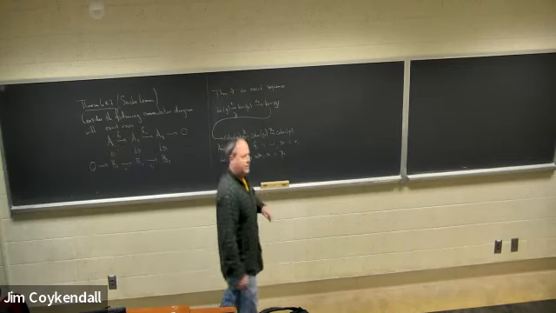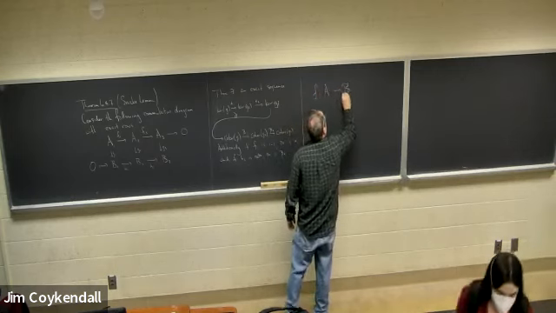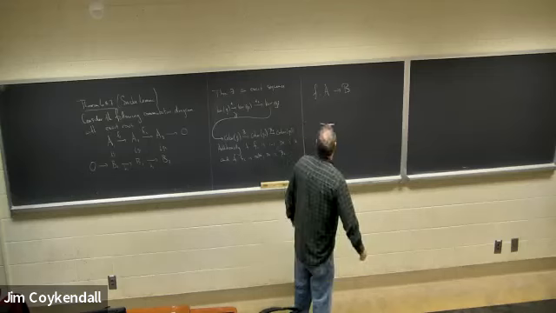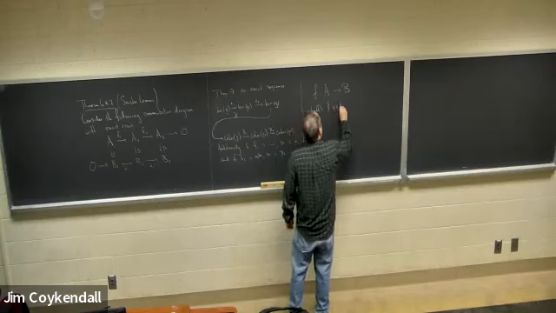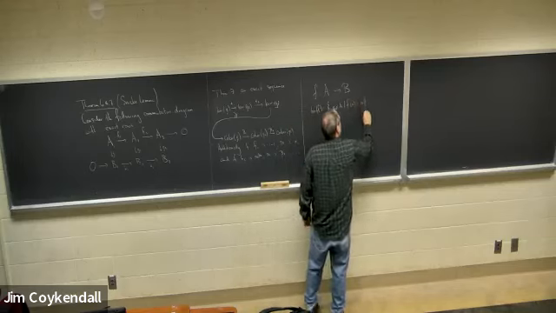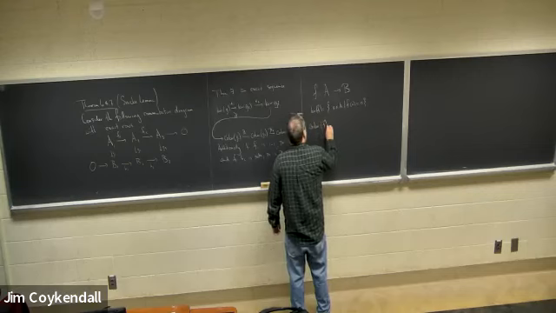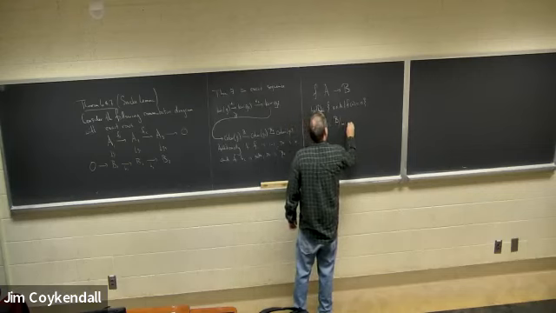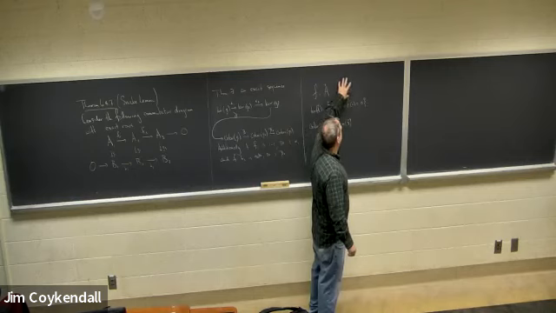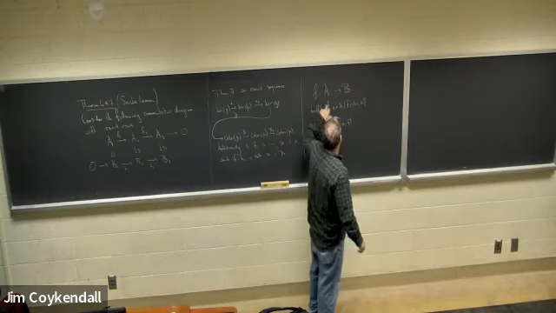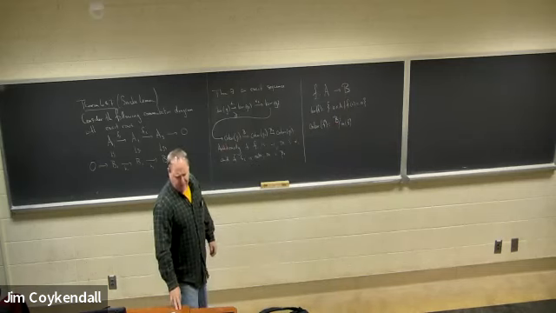Do you all remember what the co-kernel is? Okay, let's make it quick. If you have F from A to B, a homomorphism, then the kernel of F is equal to all the stuff in A such that F of A is equal to zero. The co-kernel of F is B mod image. So the co-kernel is just the target, which in this case is B, modulo the image of F. All right.